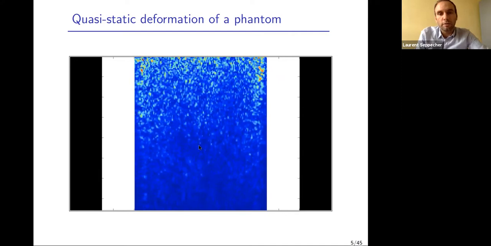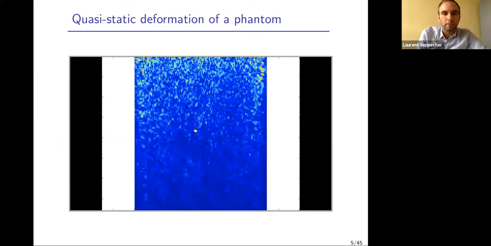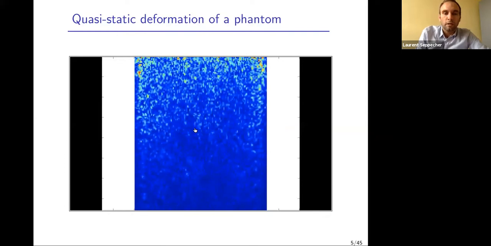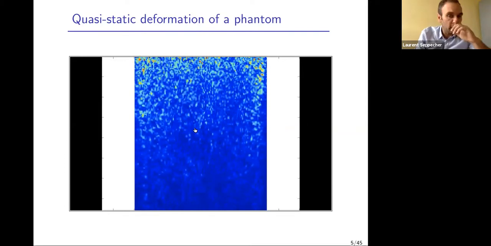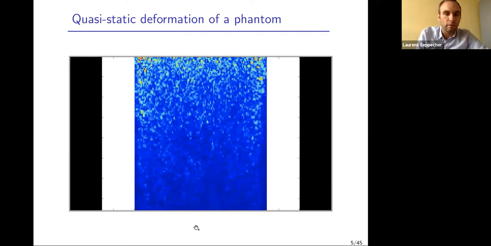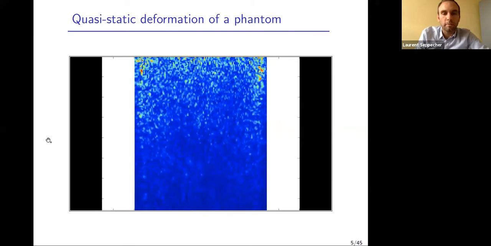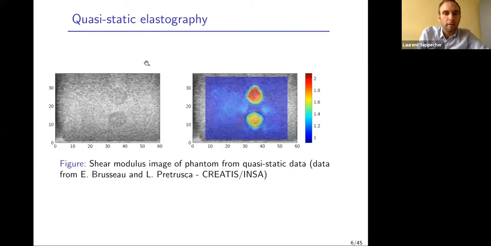So the first step would be from this image to detect the displacement field. We call it step 1. It's not of interest today. We'll focus more on step 2, which is to recover the shear modulus and the elastic parameters from the displacement. And what you want to reconstruct is something like this. From this video, you want to show this image actually.